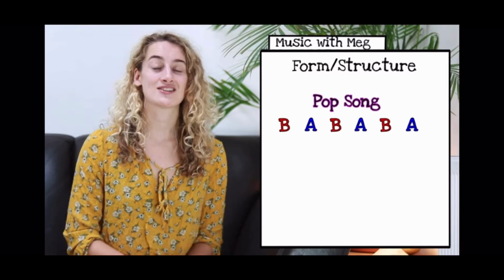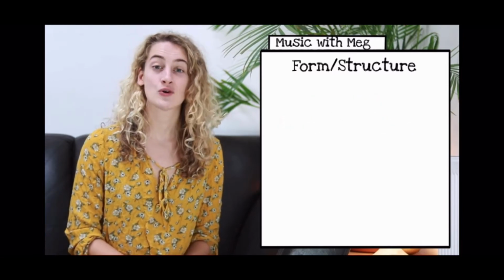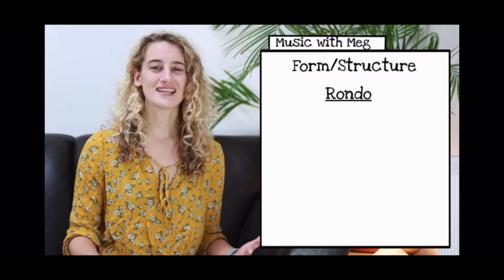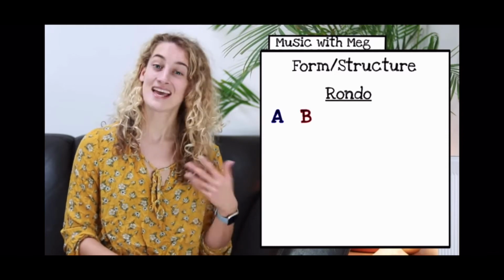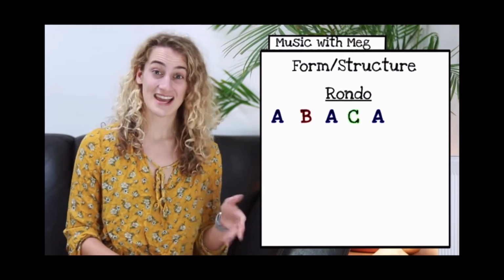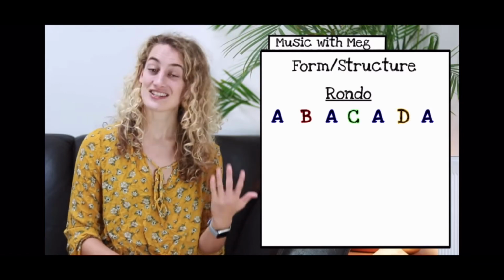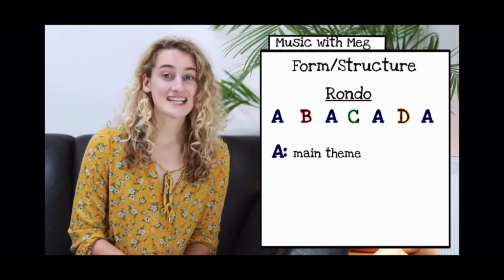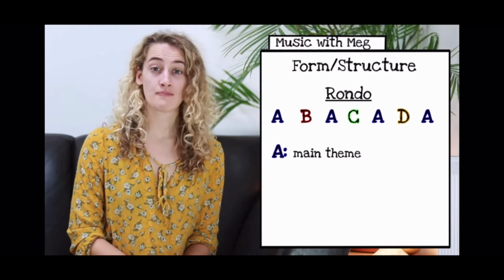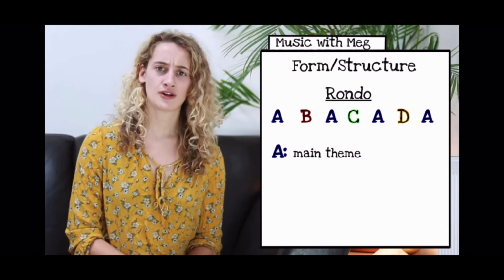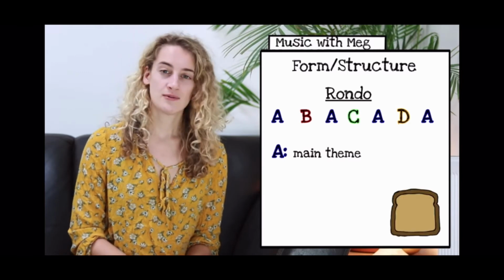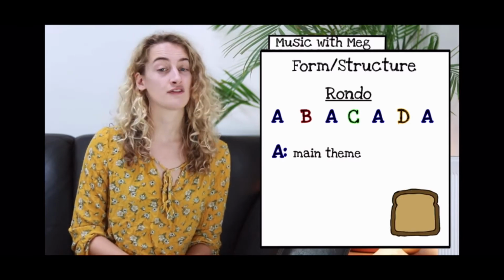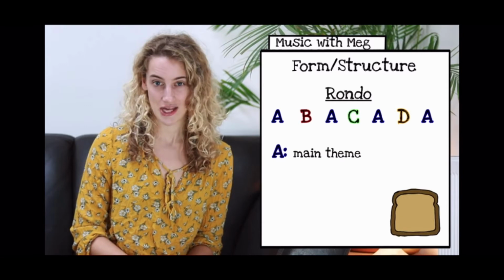Now today, the structure we're learning about is called rondo. Music in rondo form follows the pattern A, B, A, C, A, D, A, and so on. A is the main theme of the music. If a rondo was a sandwich, then A would be the bread. We start off with a slice of bread, and that's our main theme.